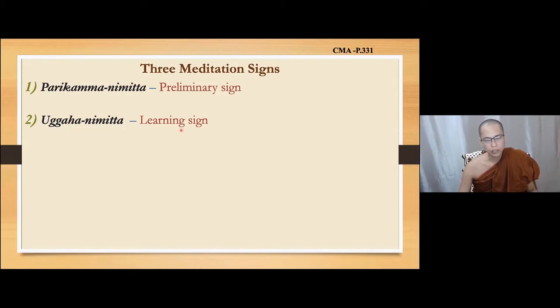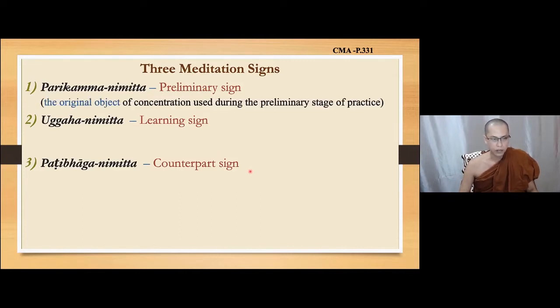Anyhow, this is the best usage as we know. So Uggaha Nimitta and the Patibhaga Nimitta, the last one, the counterpart sign. So: preliminary sign, learning sign, and counterpart sign. But what is the difference?